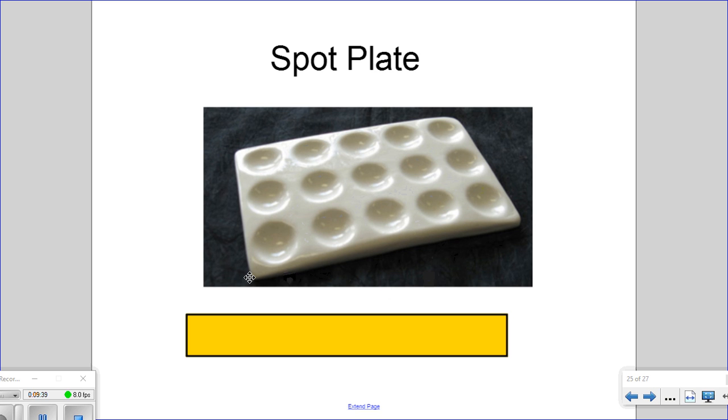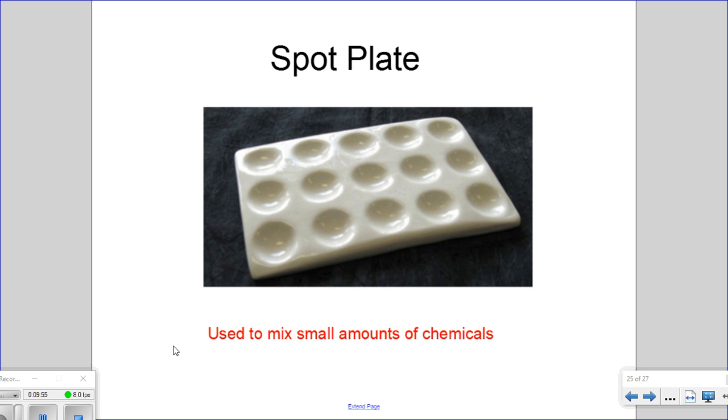Next up we have spot plates. These are plates that have these depressions in them. In this case there's 15 on this particular plate. They usually have 12, this one has 15. And spot plates are used to mix small amounts of chemicals in them. So rather than mixing something in a beaker or in an Erlenmeyer flask, if you have a small amount of liquid, we're talking like a few milliliters of liquid, you can use a spot plate to add those chemicals here to mix them and observe whatever reaction may happen.